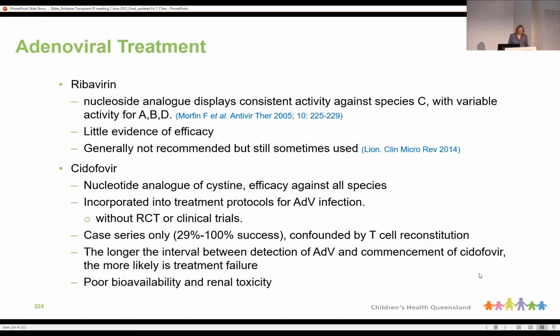So adenoviral treatment. 2 treatments have been traditionally reached for. I'm not sure how many people in this audience have used ribavirin. Some of us who've been around for a while have. It's useless. There's little evidence for efficacy. It's generally not recommended, but it's still sometimes used. And you need to know what the species is if you're going to use it, because it only has activity against species C, and as I've just mentioned, it's very rarely that we will be looking at specific types and getting that answer.